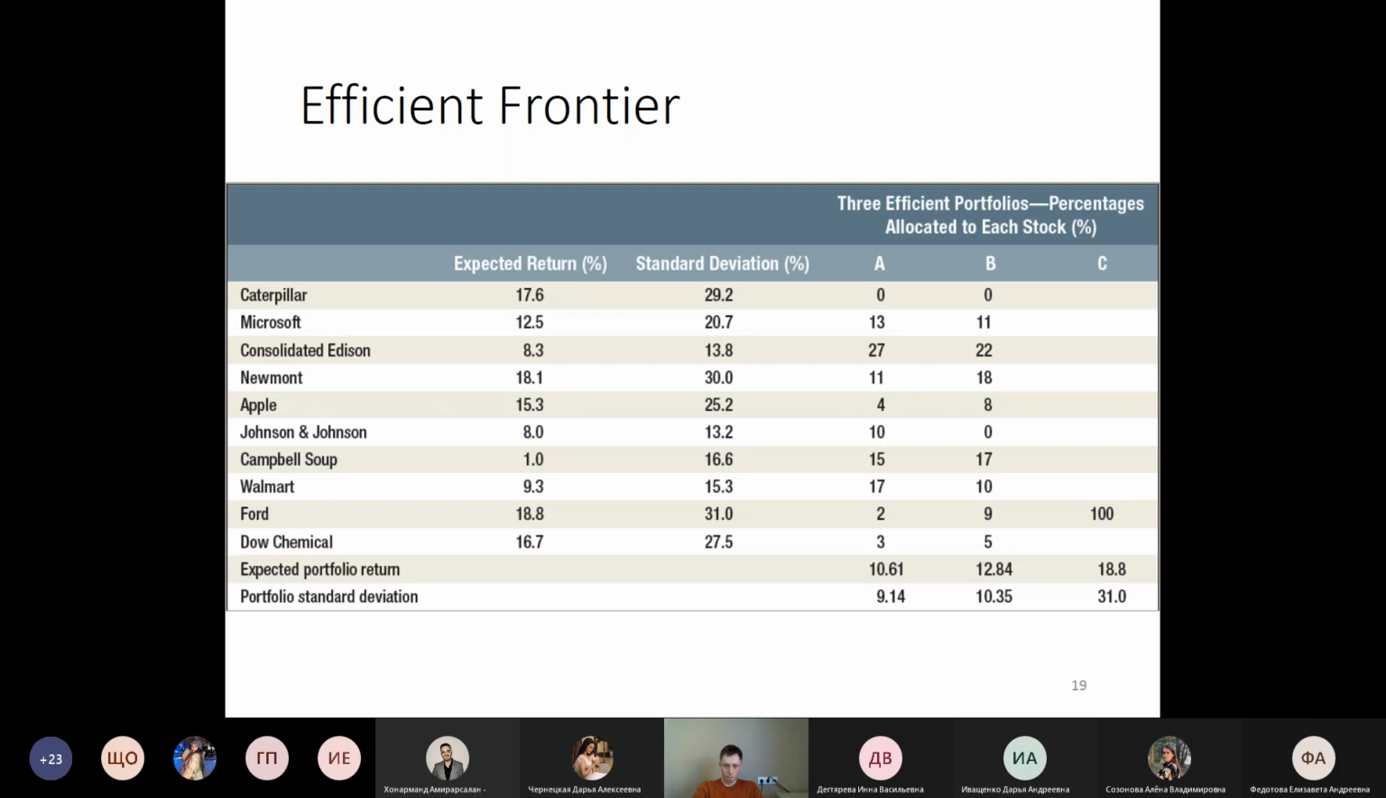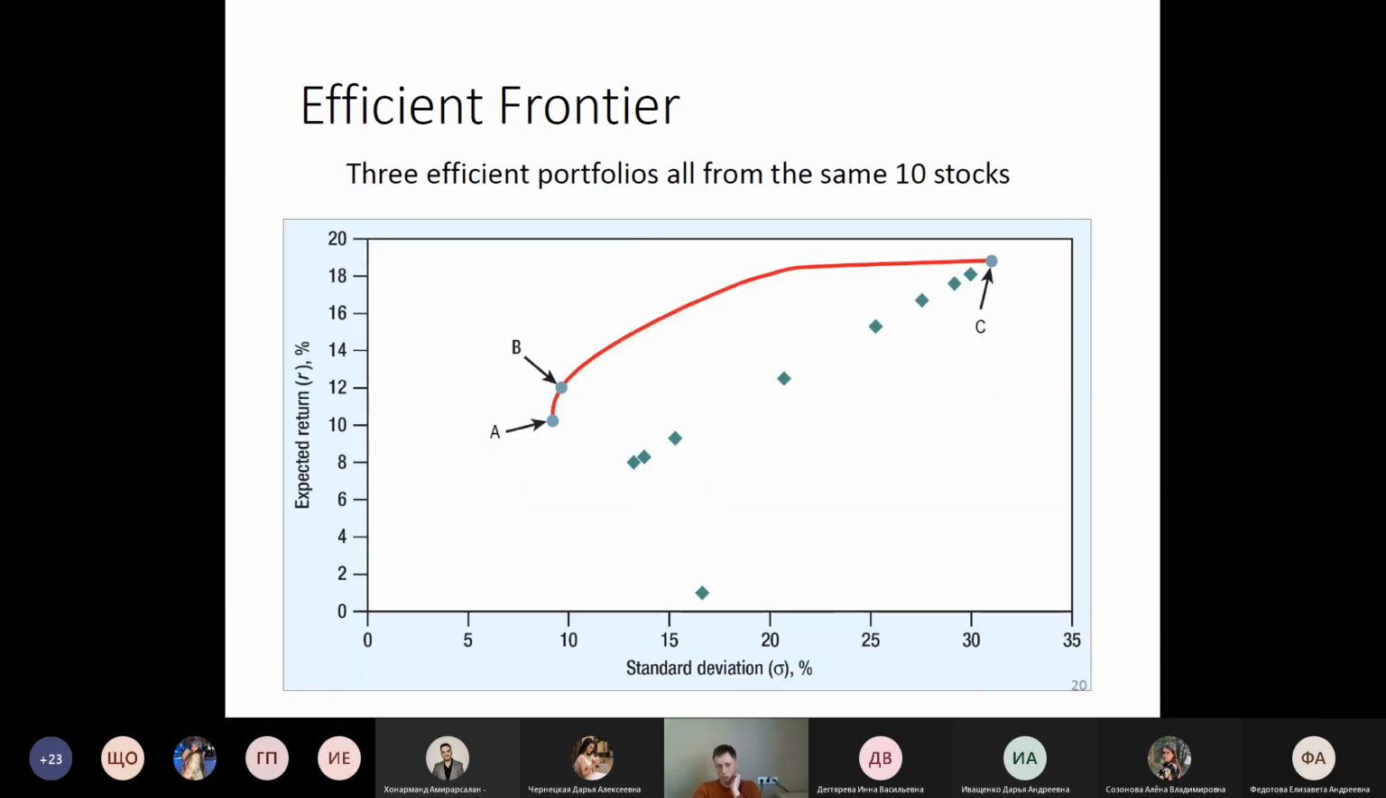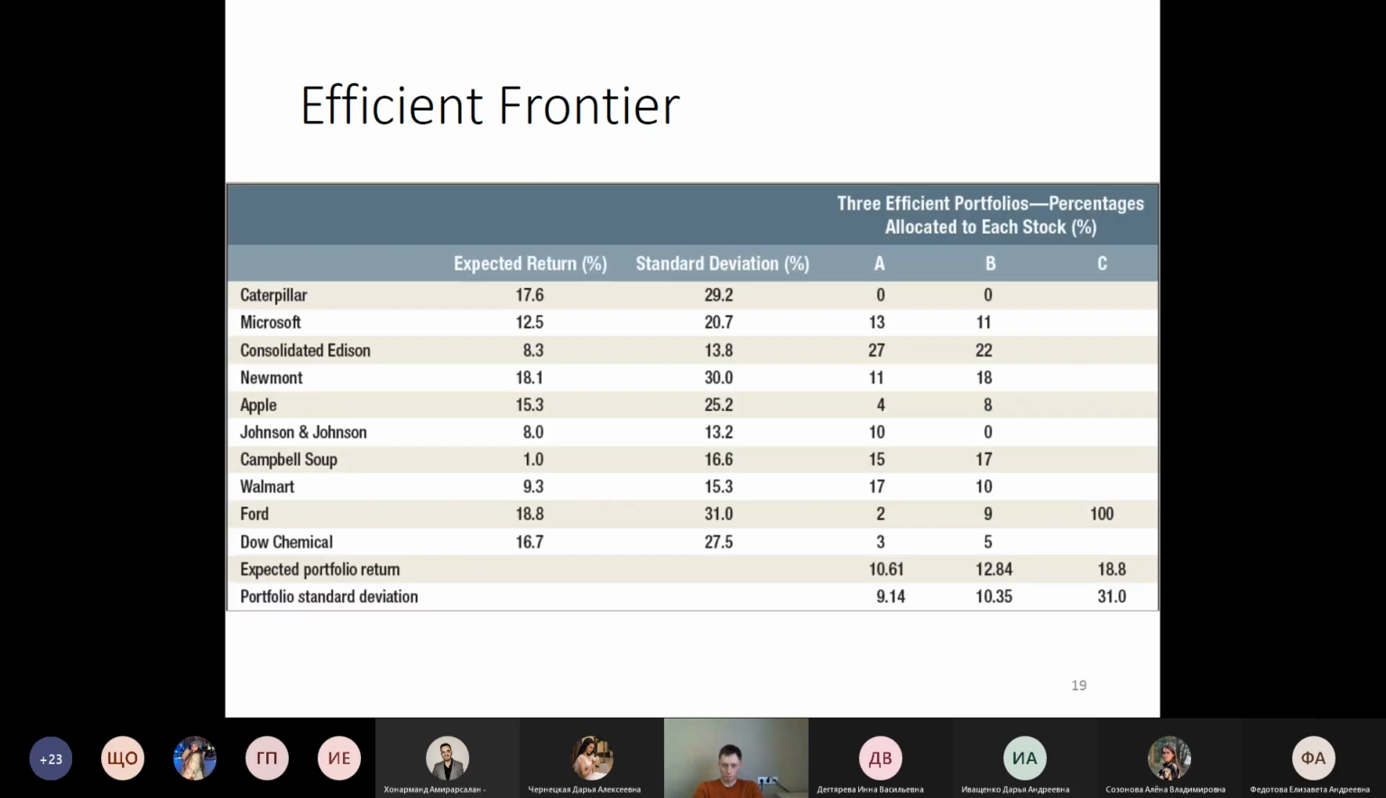Here we have the set of stocks and the fraction of each stock in the portfolio. So when we mean stock A, we have some distribution of the assets.